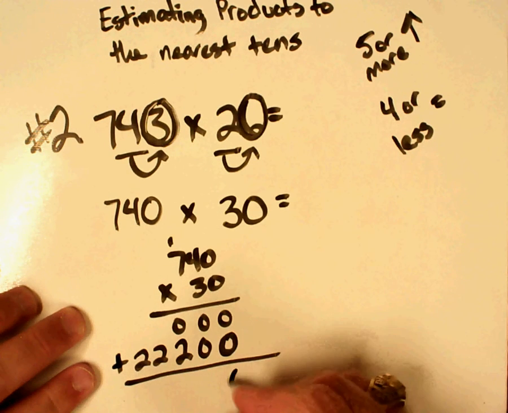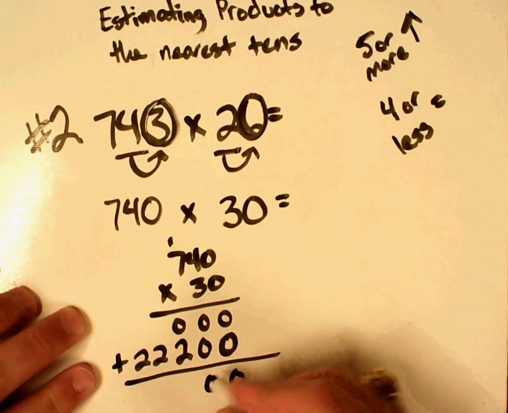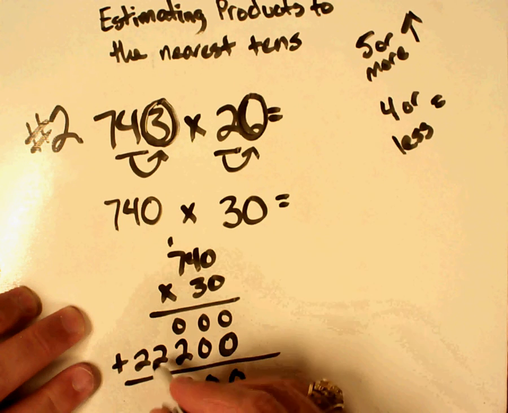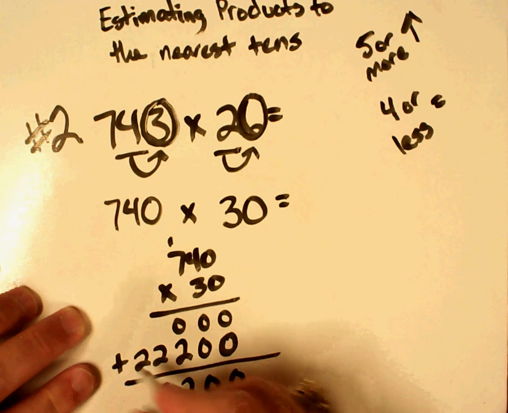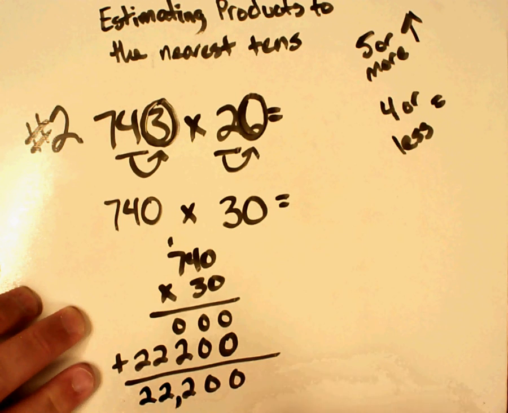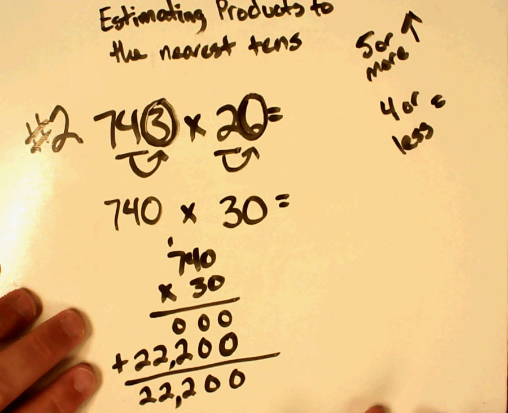0 plus 0 is 0. 0 plus 0 is 0. 0 plus 2 is 2. 2 all by itself. Another 2 all by itself. And so I end up with 22,200 as my final answer.